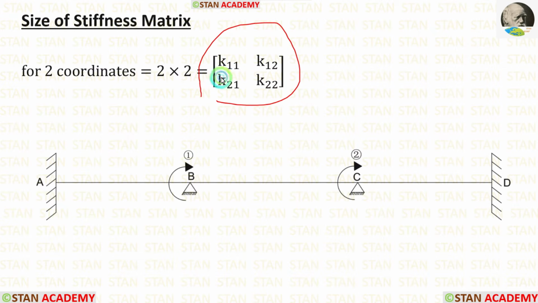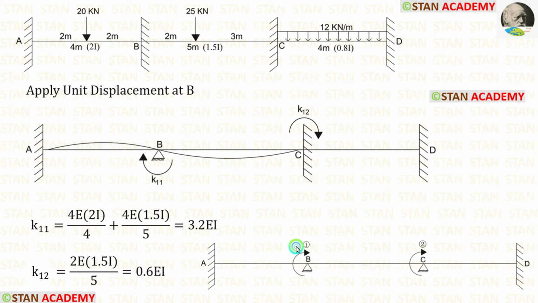In this matrix, first let us calculate the first row. For that, we have to apply the unit displacement in the first coordinate. Let us apply the unit displacement in the first coordinate, that is in the point B. In the point B, we are having fixed support, but when we apply the unit displacement, it is no longer a fixed support. It becomes a hinged support because in the fixed support, there will be no displacement, but we have applied the unit displacement, so it becomes a hinged support.